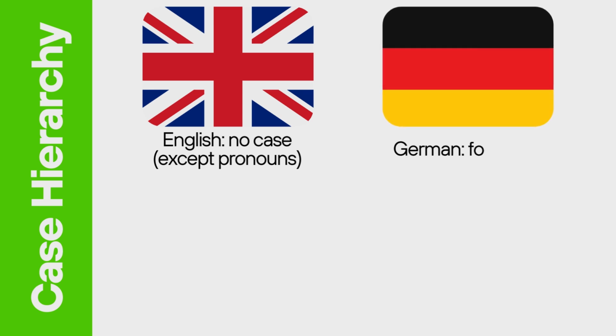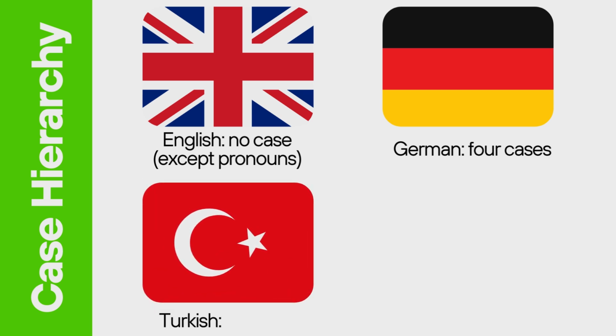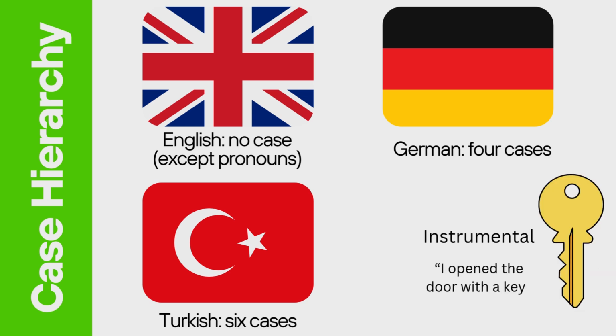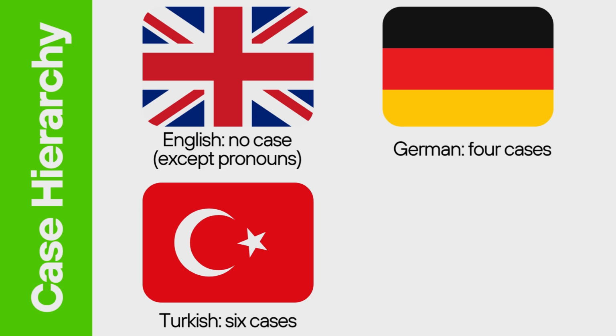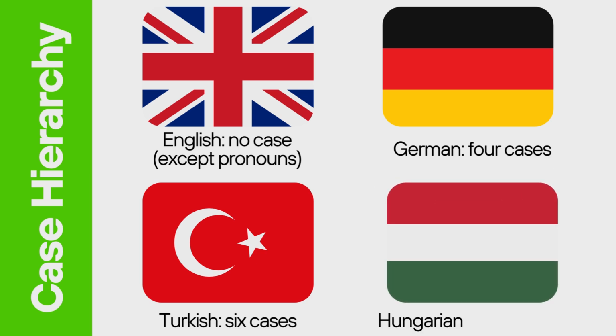German is an example of a language with four cases: nominative, accusative, genitive, which marks possession, and dative, which is for indirect objects. Turkish has all four of those, plus locative, which relates to location, and ablative, which indicates movement. Another one that shows up sometimes is instrumental. For example, in the sentence, I opened the door with a key, the key would take the instrumental case in a language that has that. And it doesn't stop there. Hungarian, for example, is notorious for having a lot of cases.